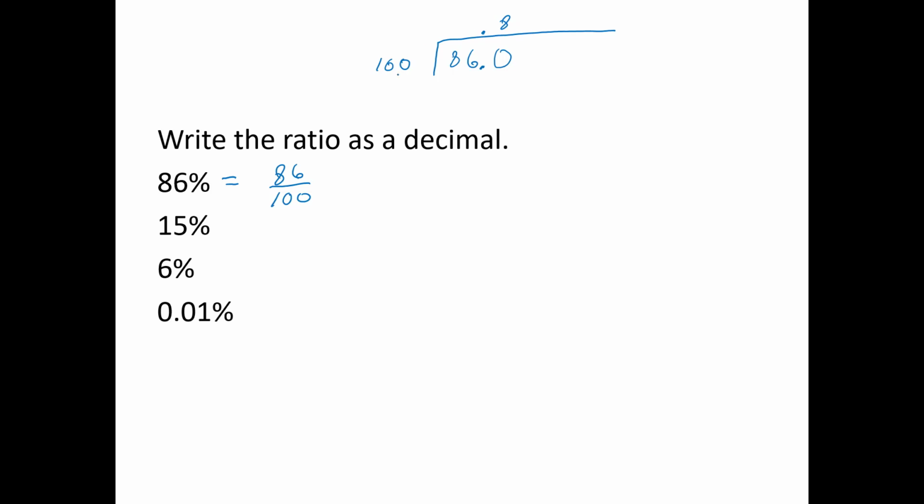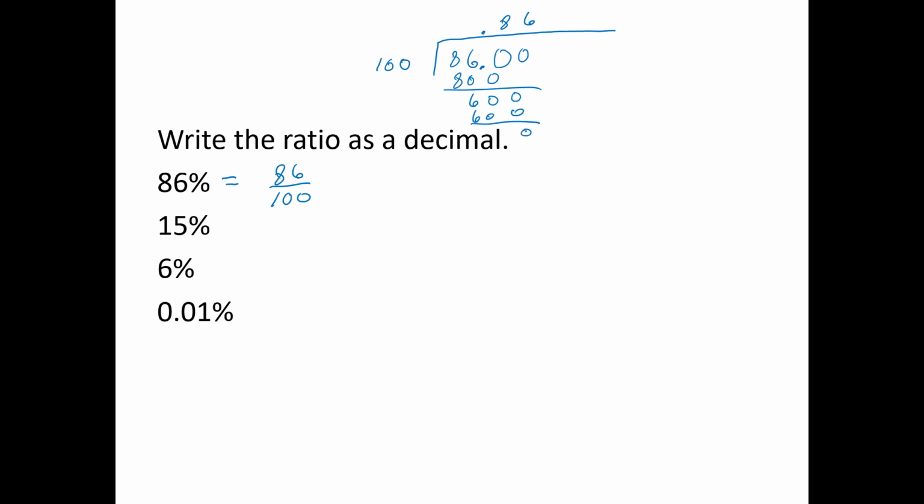And then 8 times 100 is 800. And then we subtract, and you have 60. 100 doesn't go into 60, so we have to add another 0. And 100 does go into 600 6 times. And then 6 times 100 is 600. And when we subtract, we get 0.